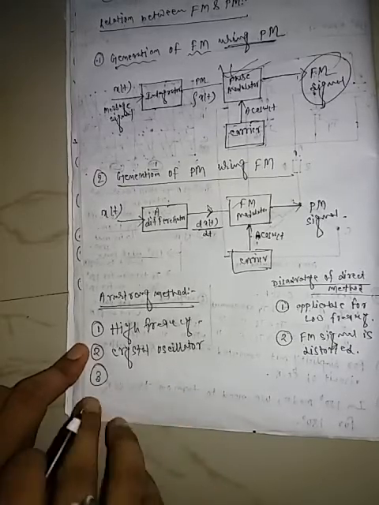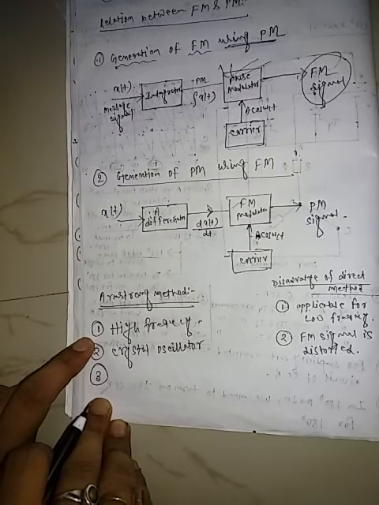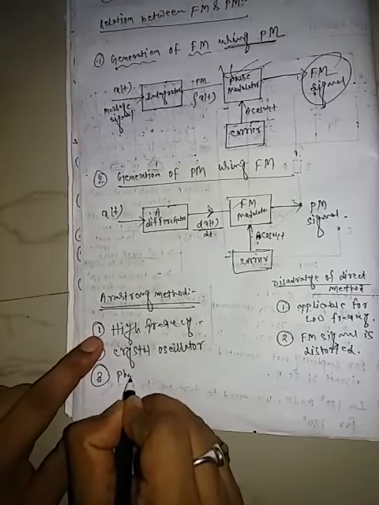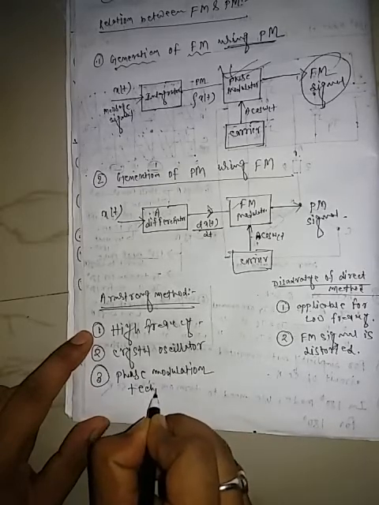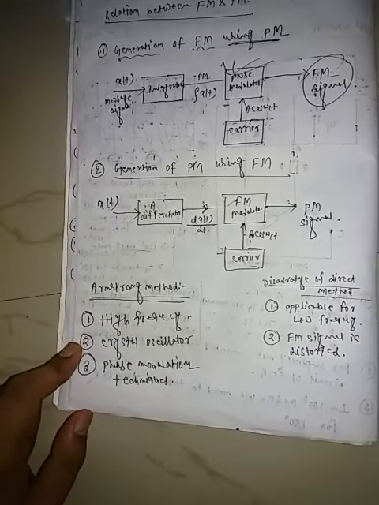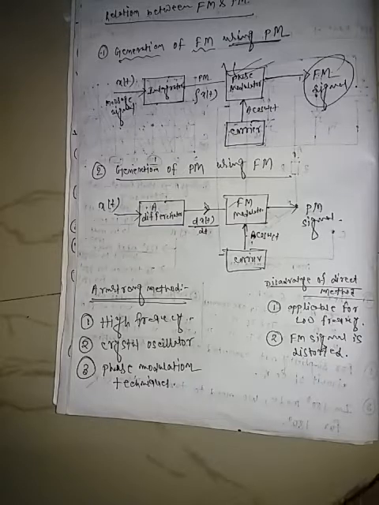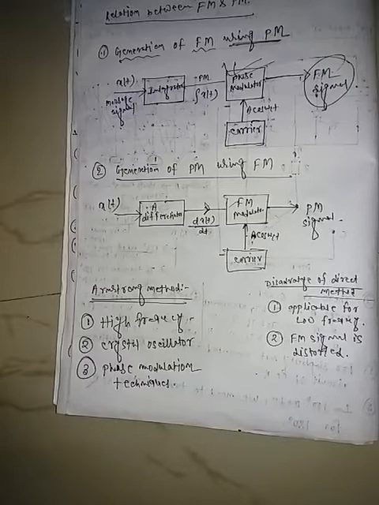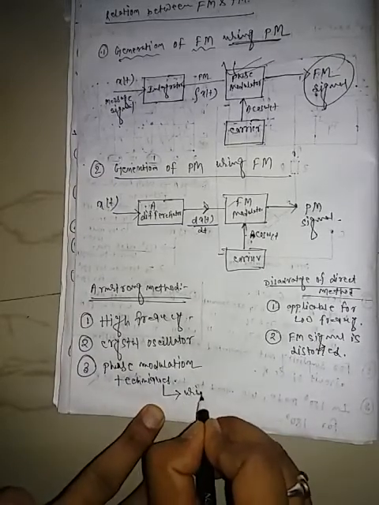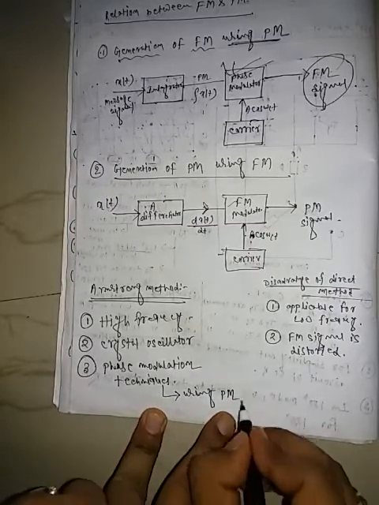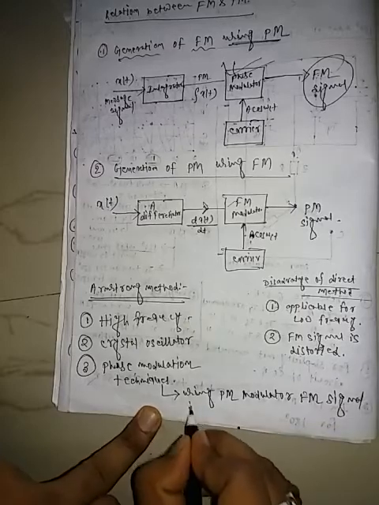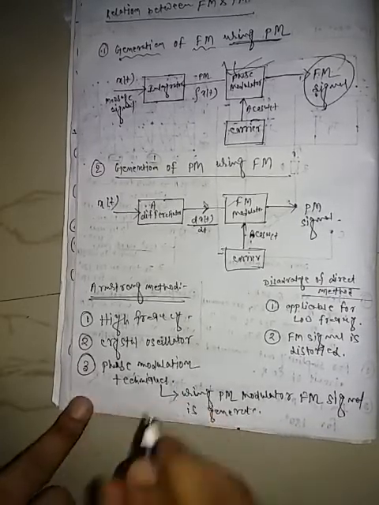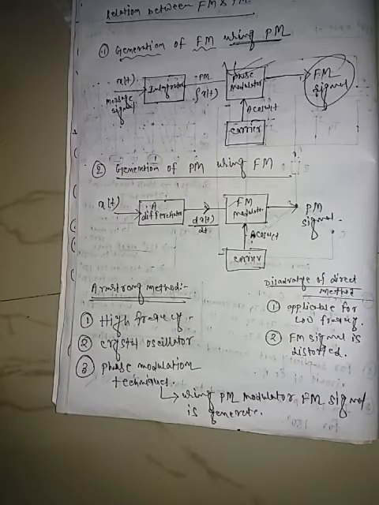And the working principle of the Armstrong method is the utilization of the phase modulation technique. It is called the phase modulation technique because a phase modulator, a PM modulator, is used to generate the FM signal.